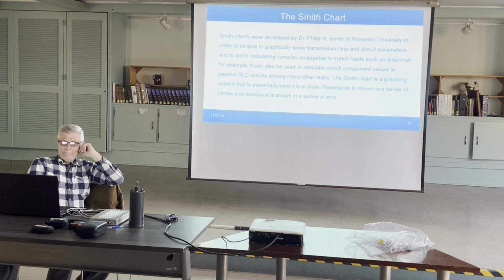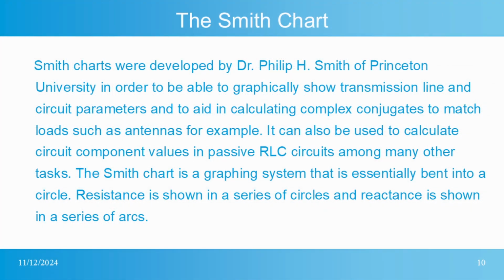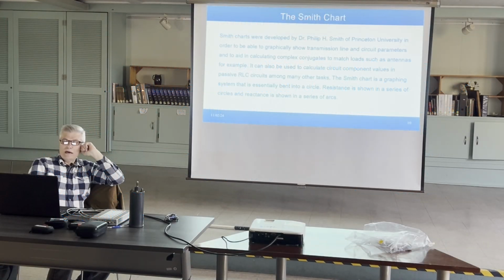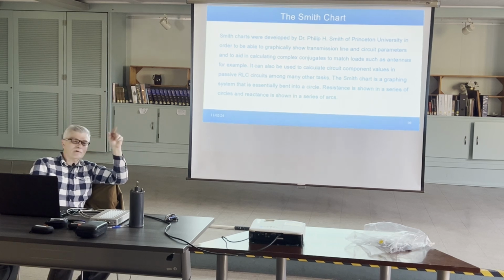So basically what Dr. Smith came up with, and I don't mean the guy from Lost in Space, was a way to graphically show transmission line parameters and circuit impedance. You can use it for other things. If you're designing an RL circuit, an RC circuit, or an RLC circuit, and you need to figure out component values, you can actually use a Smith chart to do that. I'm not going to cover that today. I'm just going to introduce the Smith chart. And the reason I'm doing that is because you can graphically show with a network analyzer what a Smith chart is showing you. It can show you what the load is looking like, for example.